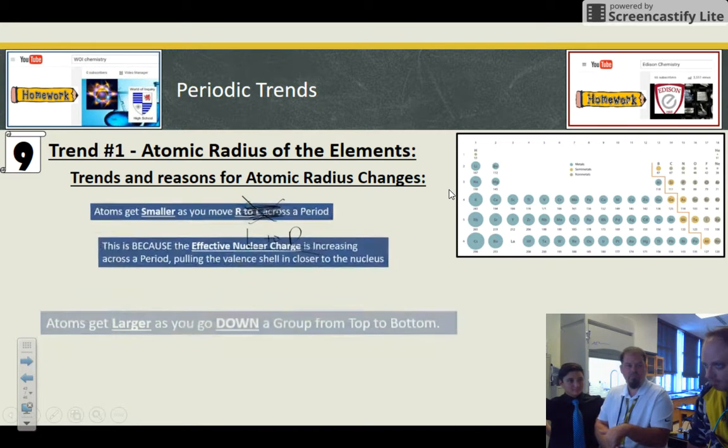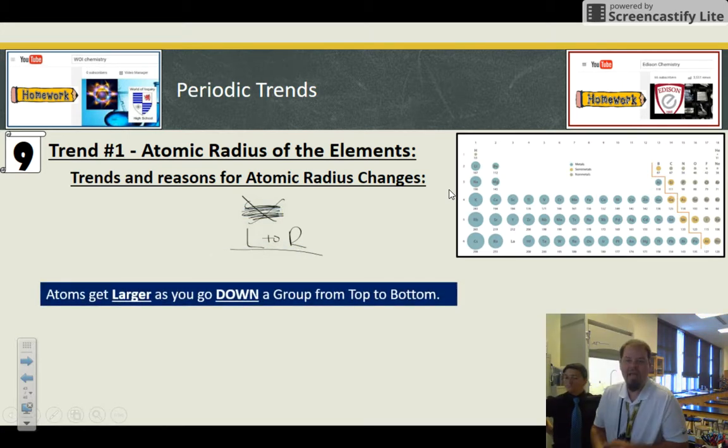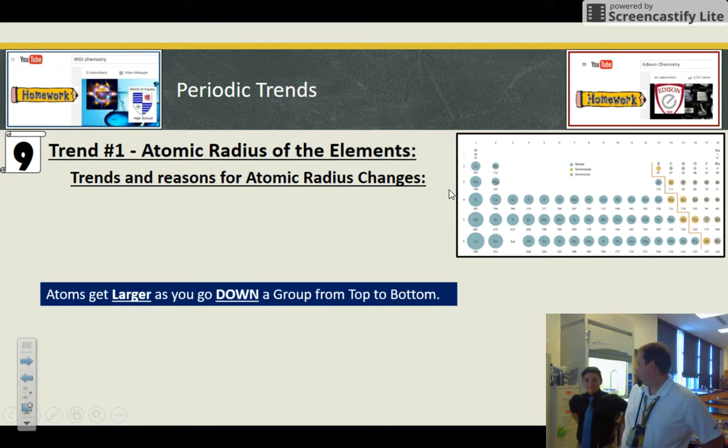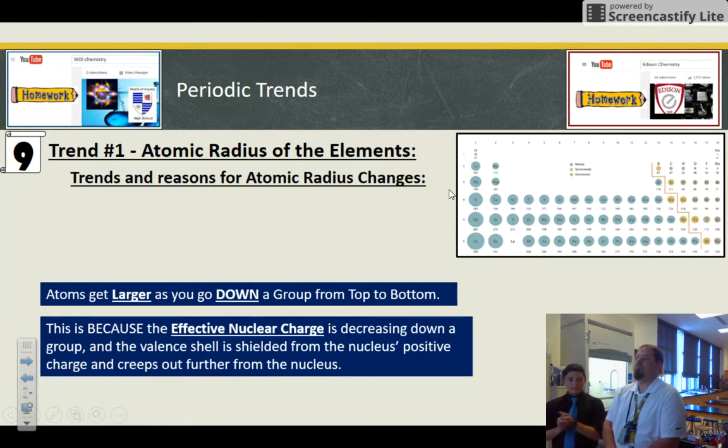Now, as I go down, something different. Okay. So as I go down, I am adding shells. So what happens? Getting bigger and bigger. Right. And why? So we've got more energy levels. Yes. I was going to go for protons first. Also true. Yes. Also true.